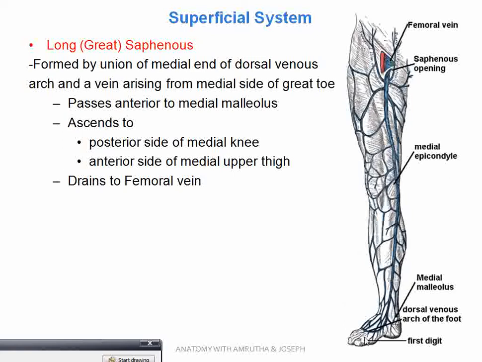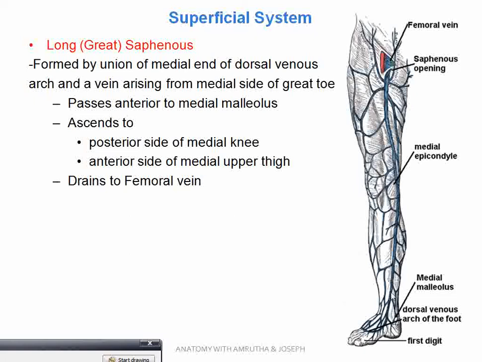And there is a small vein that is arising from the medial side of the great toe. So the dorsal venous arch joins with a small vein arising from the medial side of the great toe, and together they form the great saphenous vein. It passes anterior to the medial malleolus. The medial malleolus is here, just anterior to that.